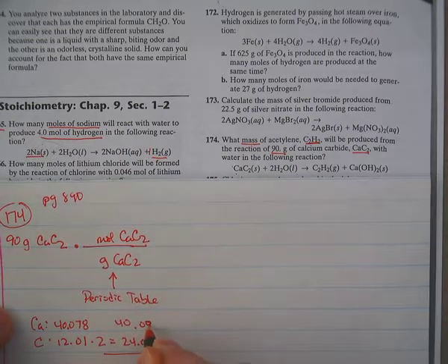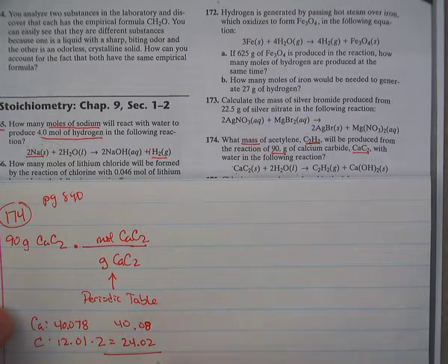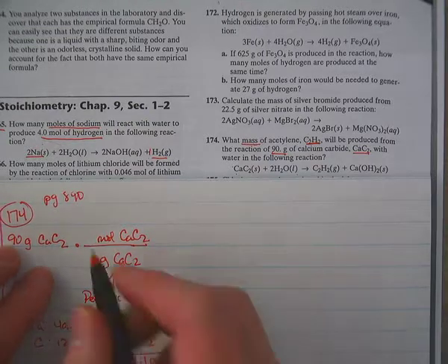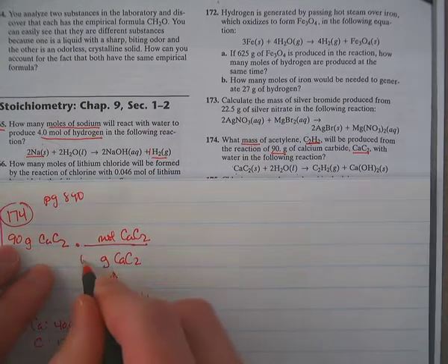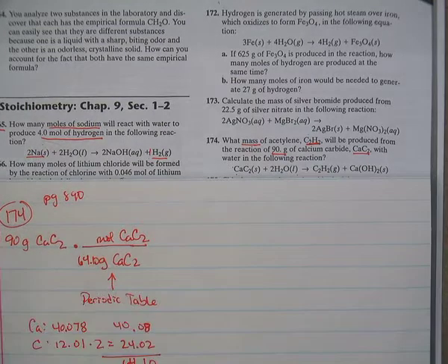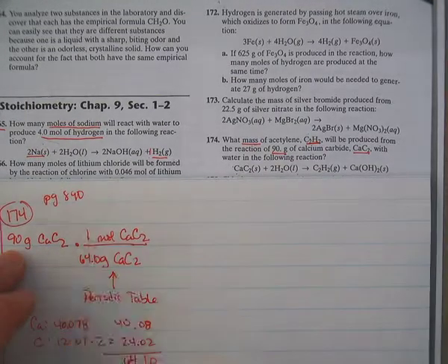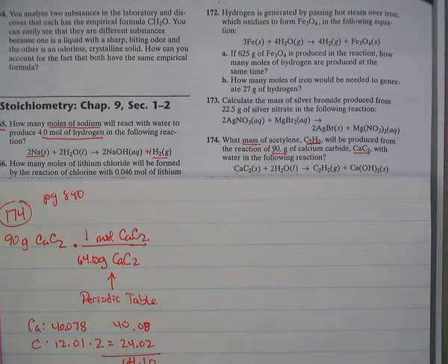So that's 24.02 plus 40.078. Let's round that to 40.08 just to make the math a little easier. And it turns out that's going to be 64.10 grams per mole. Okay, so my mass always goes with grams, 64.10 grams in 1 mole, and that'll give me moles of CaC2. Now I can actually do the stoichiometry step.